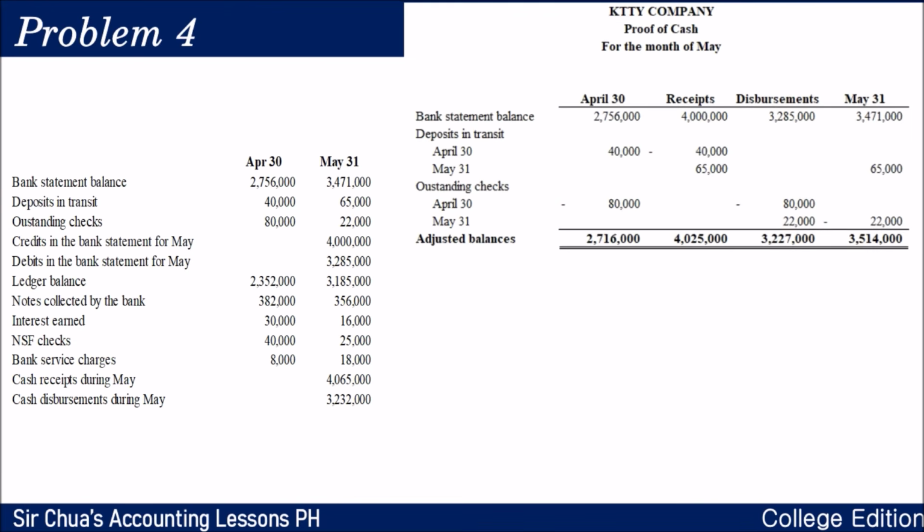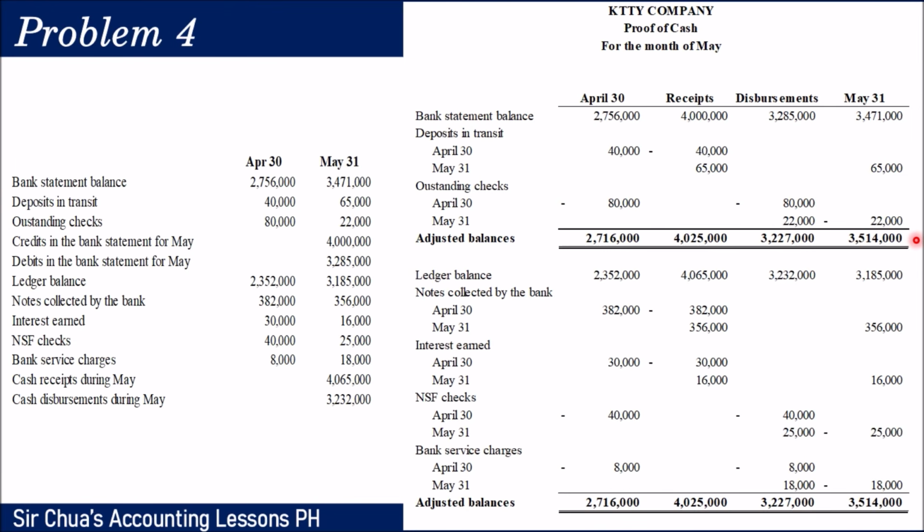Now, the same thing that we will be doing para naman po sa ledger. Ayan. Ledger balance is 2,352,000. And then, for May 31, 3,185,000. And then, cash receipts during May is 4,065,000. And cash disbursements during May is 3,232,000. If you try to perform it horizontally, 2,352,000 plus 4,065,000 minus 3,232,000 gives you 3,185,000.